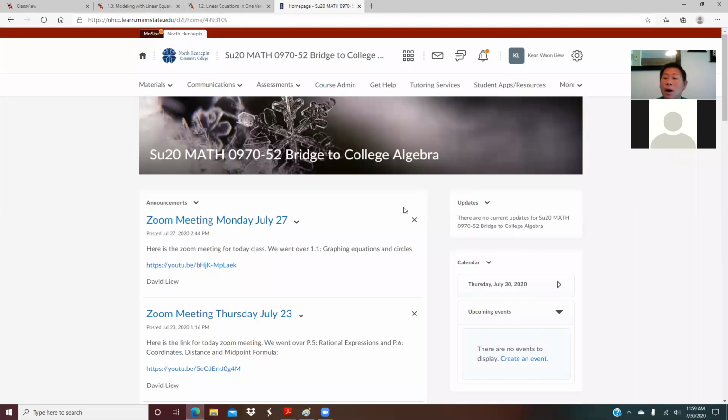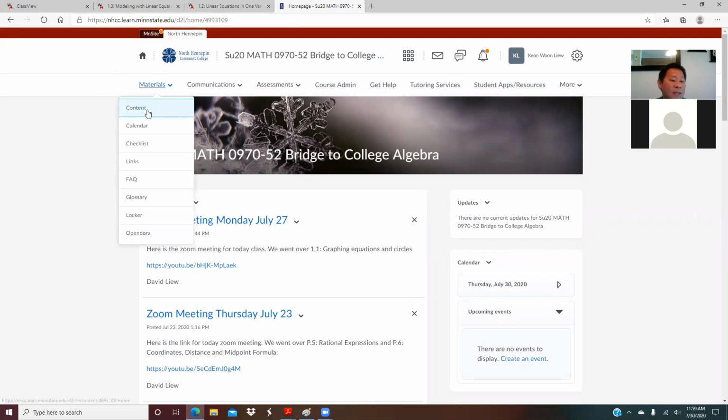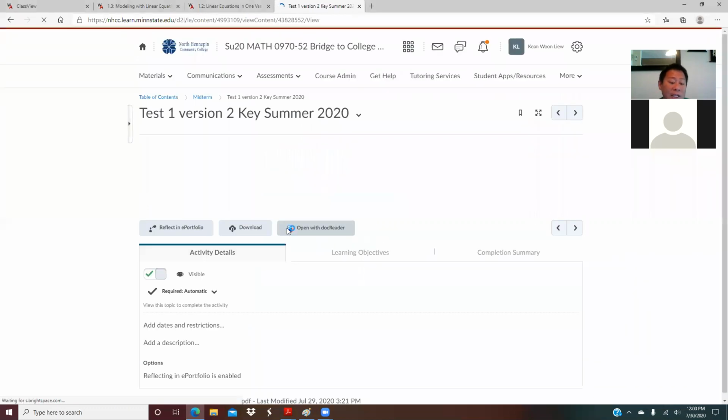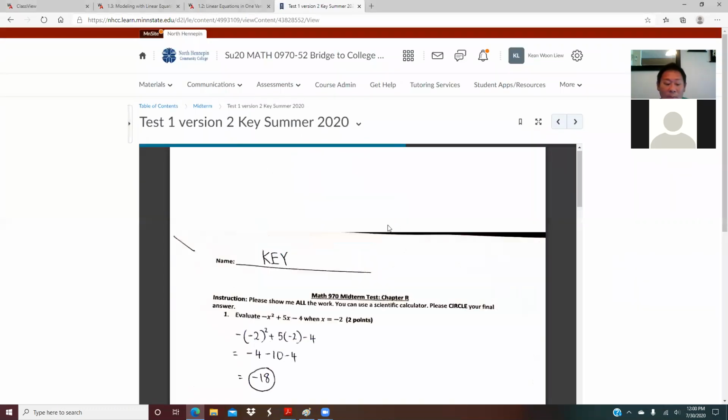As you guys see that, I'm going to share my screen here. So this is D2L. Where I put your test key is under Materials and then under Content. In this case you have a midterm, and then this is the key to it. This is the midterm task one that you took on Tuesday. So this is a key. Click on the key and I will talk about question number 8.